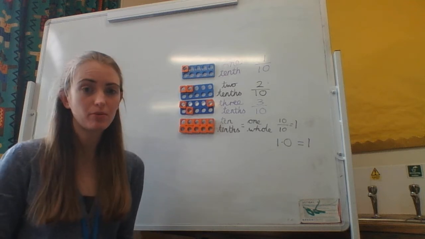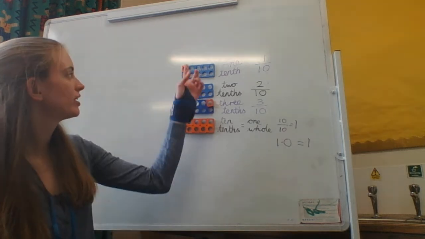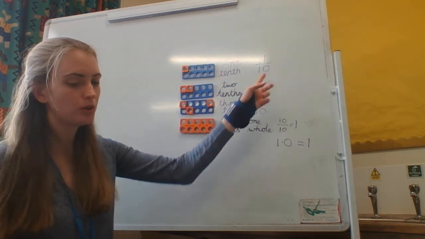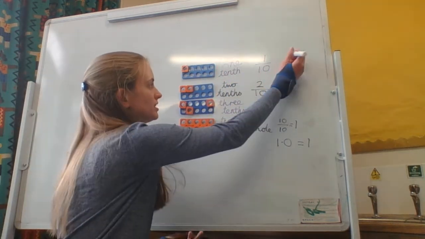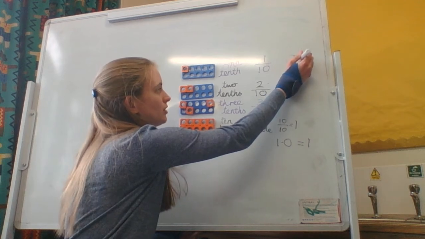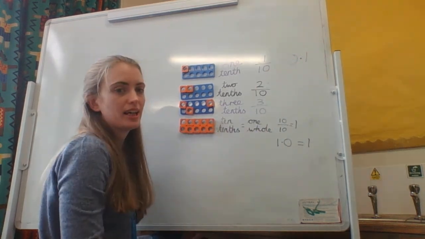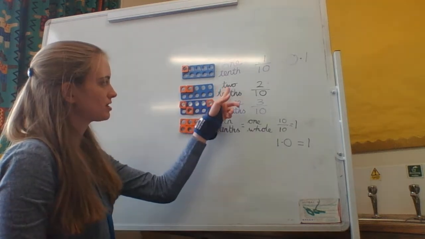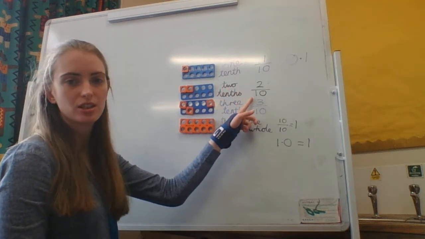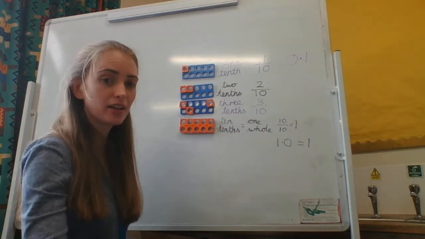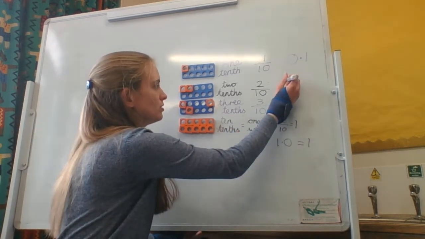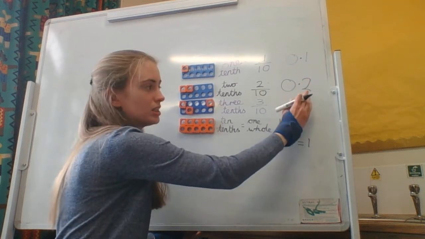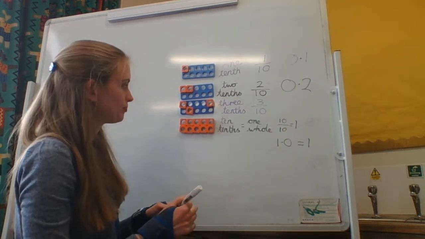So just to recap what we've already done, here are my tenths, which I can write as 1/10. I can also write that as a decimal: 0 wholes and 1/10, 0.1. 2 tenths is a fraction, and then I can write that as 0.2. 0 wholes and 2 tenths.